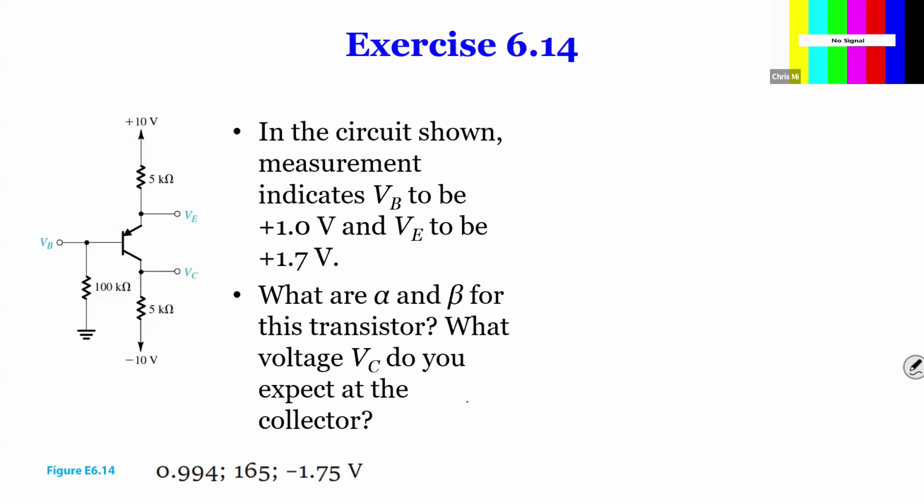Then I want to ask you what is beta for this transistor and what voltage VC do you expect at the collector? So we want to find VC over here. Since VE is given and the resistance is given, it's easier for us to find IE. So step number 1: IE will be 10 volts minus 1.7 divided by 5K. That gives you 1.66 milliamps.